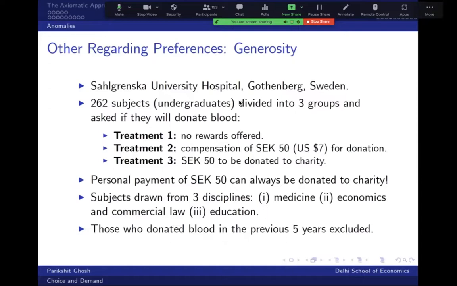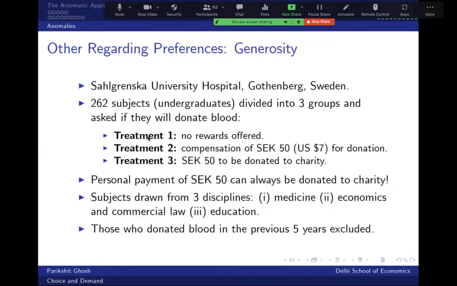There was this experiment on blood donors in a university hospital in Sweden. The students there were divided into 3 groups for the purpose of the experiment. Treatment 1, or group 1, were asked, do you want to give blood? Because they had opened a blood donation camp on that day. No rewards were offered. A yes or no answer. The second group were asked the same question, but they were offered $7. They were offered some money if they gave blood. And the third group were told that if you give blood, we'll donate $7 to a charity of your choice.